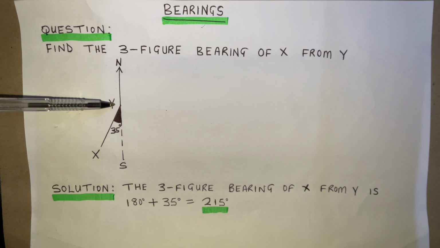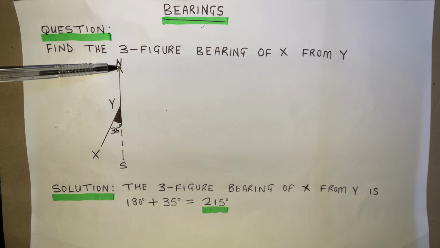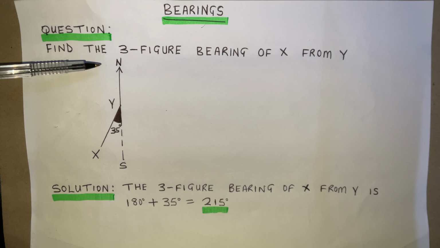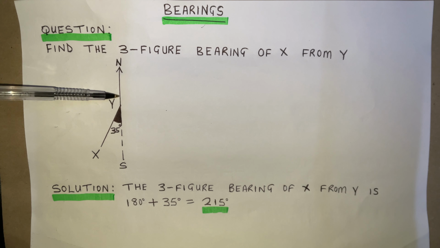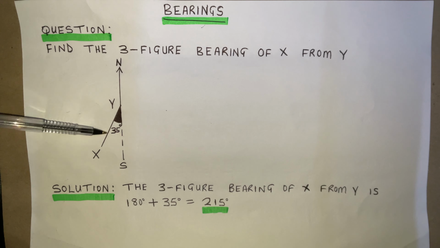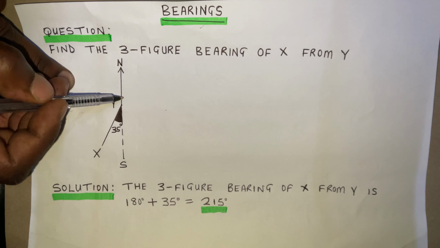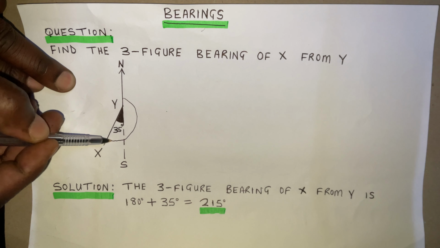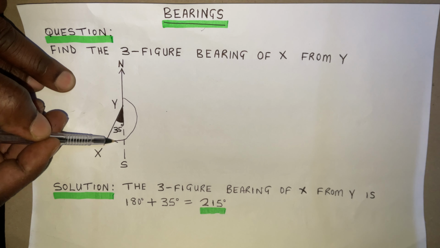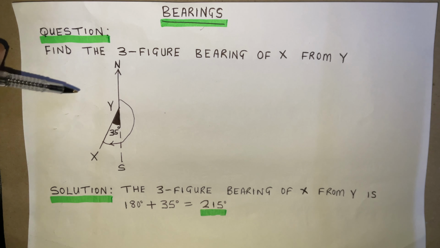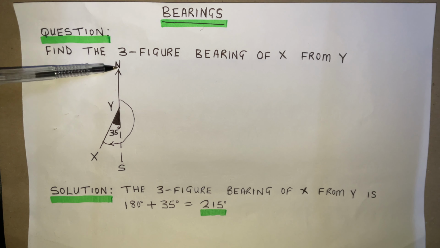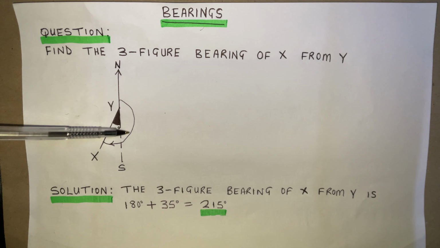So at Y, we draw a north arrow like this. So the 3-figure bearing of X from Y is the angle between this north arrow and this line which goes to X. So this angle, represented by this arc which I drew here. So that's the 3-figure bearing of X from Y, which is represented by this arc here.